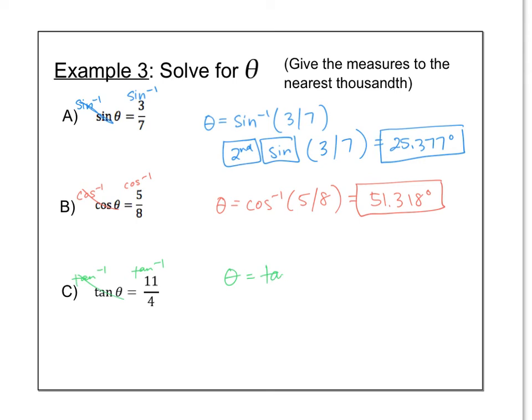So you should be doing inverse tangent of 11 divided by 4. And when you type that in your calculator, you should get 70.017 degrees. Again, if you're not getting the correct answers, then your calculator might not be in the right mode. So make sure your calculator is in the degree mode.